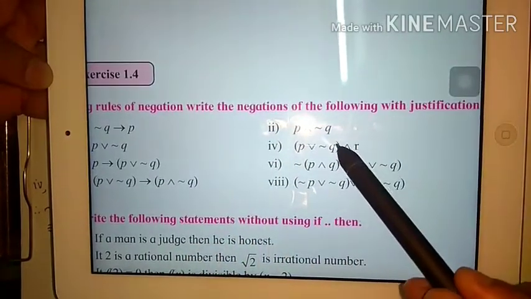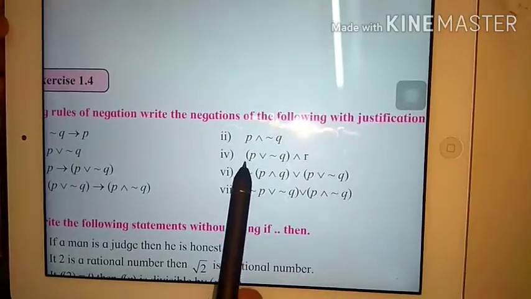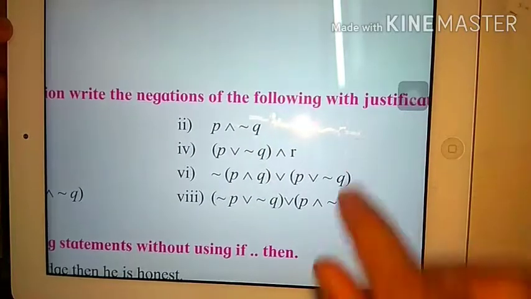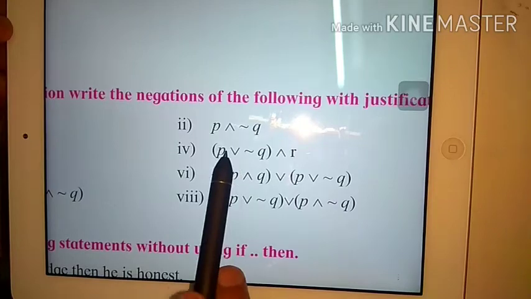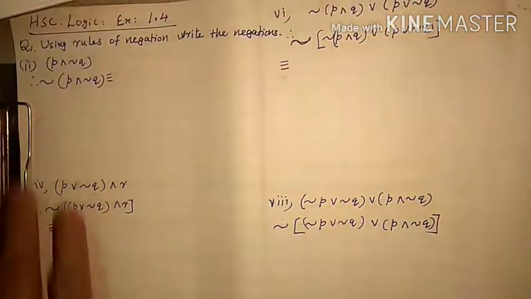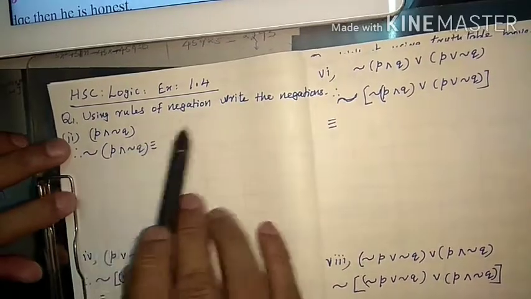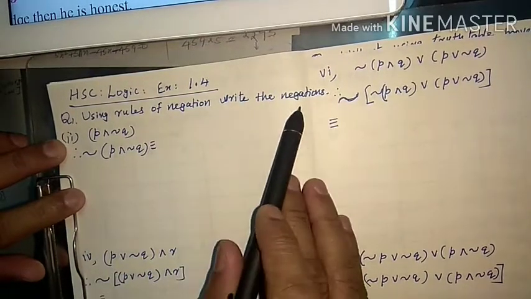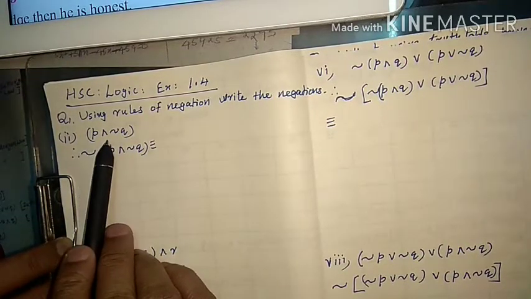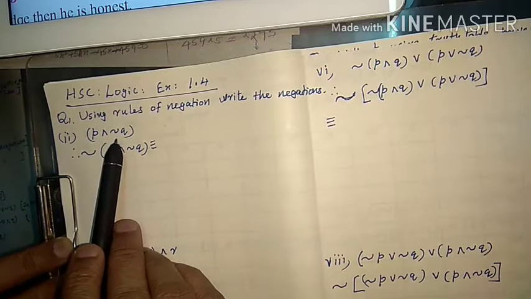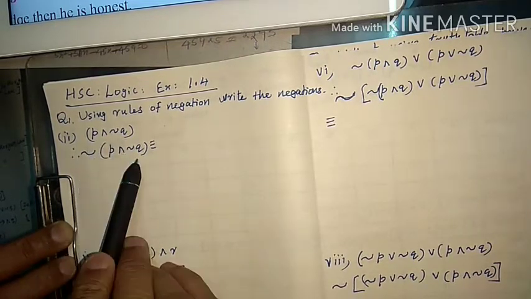Now here, question number 2. P conjunction negation Q. This is a given statement. What we want? We want negation of this. I write the question here. Using rules of negation, write the negations of the following statements. First statement is P conjunction negation Q. Its negation we want. So negation of the same statement.